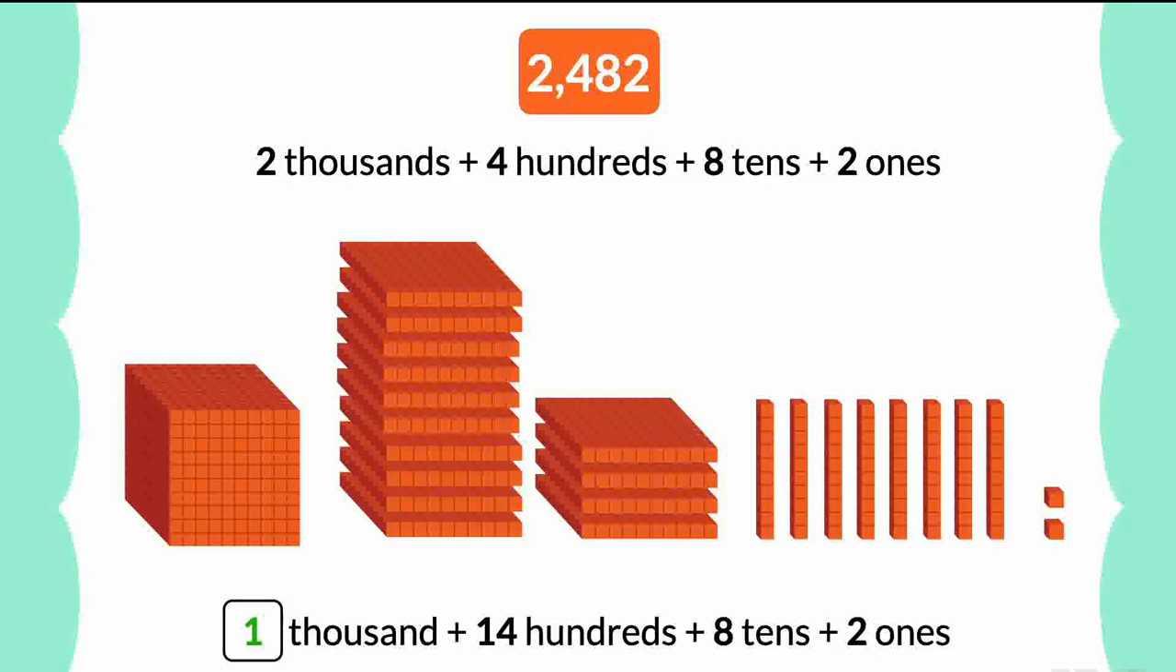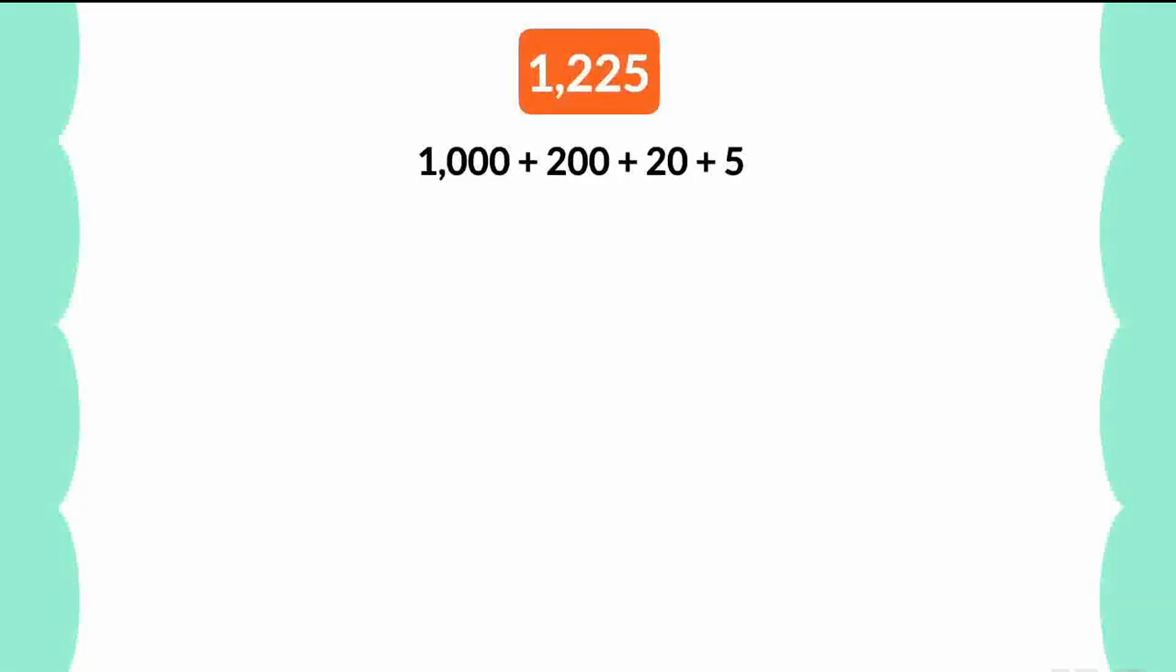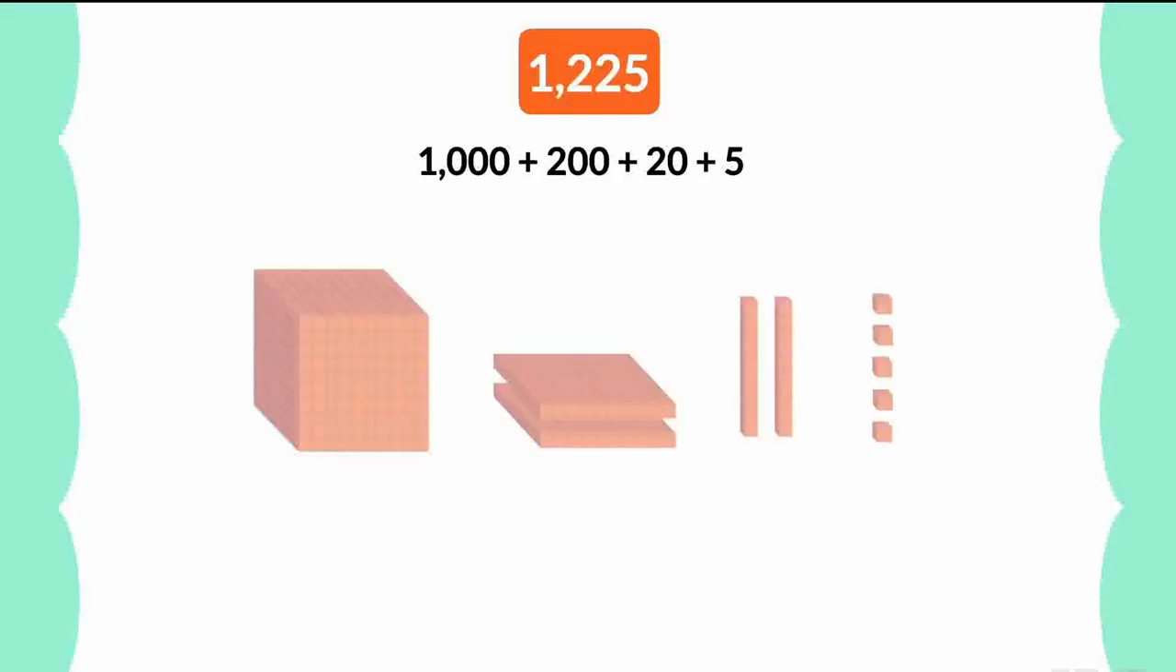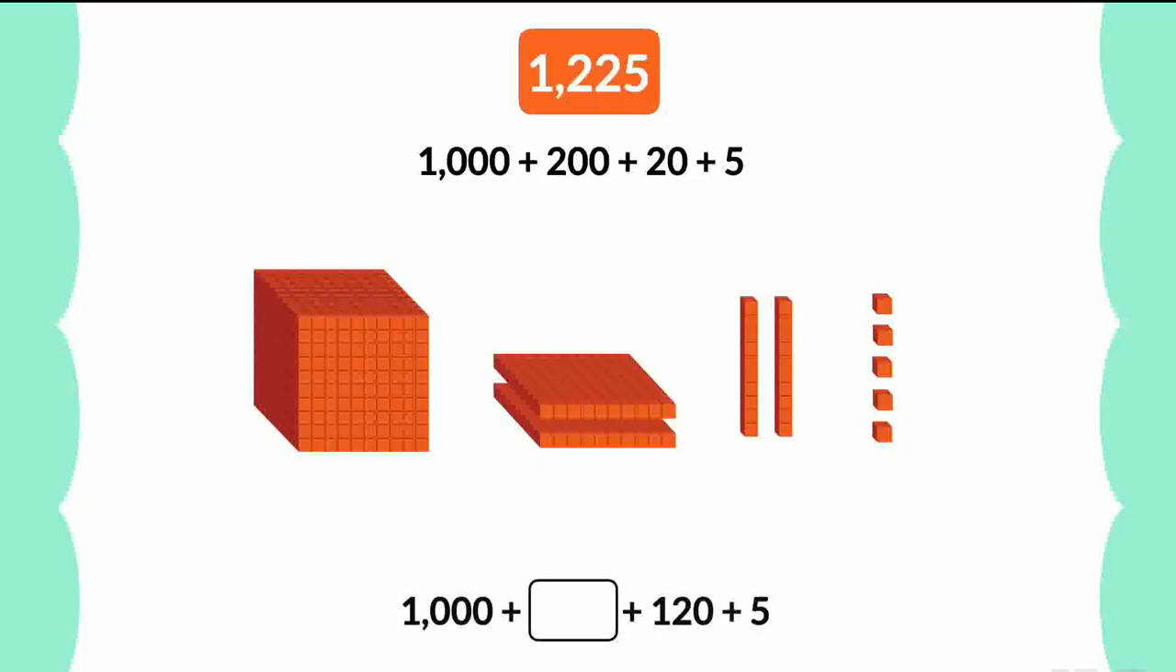Awesome work! Let's try one more example. One way to break apart 1,225 is 1,000 plus 200 plus 20 plus 5. We can show this with blocks, like this. Now let's break apart 1,225 in a different way. 1,000 plus some number plus 120 plus 5.